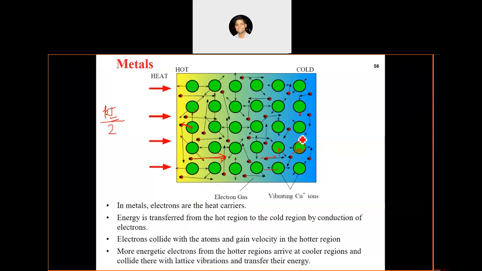Yes. Okay. So in this case, we can see that electrons are carrying both the charge as well as heat. So they are carriers for thermal conductivity as well as electrical conductivity.